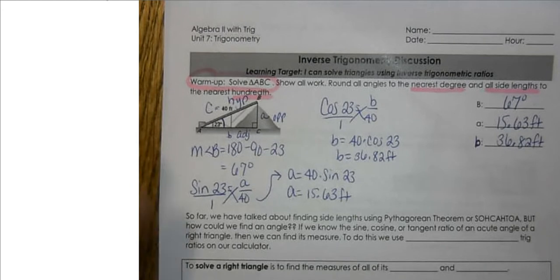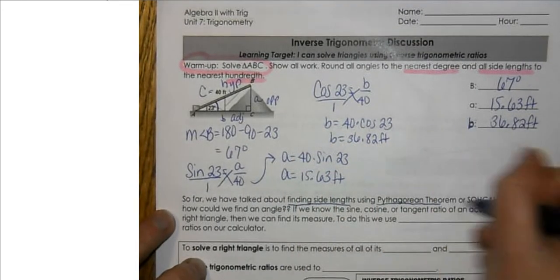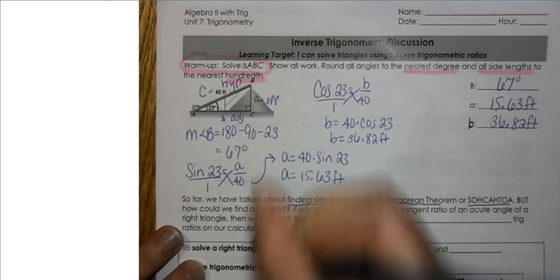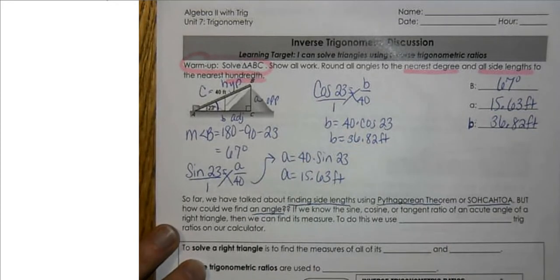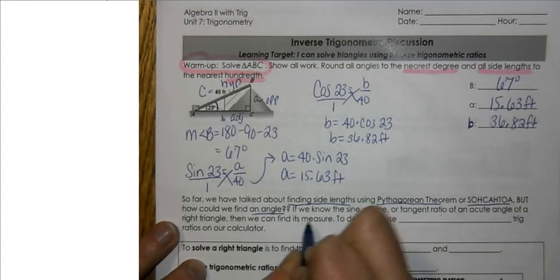So far we've talked about finding those side lengths using the Pythagorean theorem and SOHCAHTOA. But what happens if you didn't have enough information to find an angle? If you know the sine, cosine, or tangent ratio of an acute angle of a right triangle, then we can find its measure.